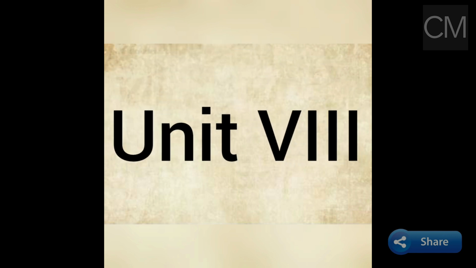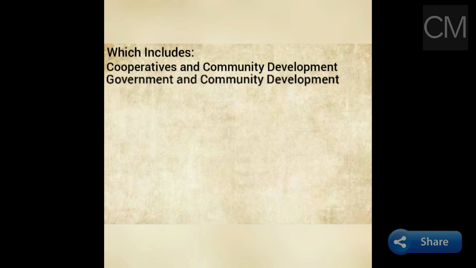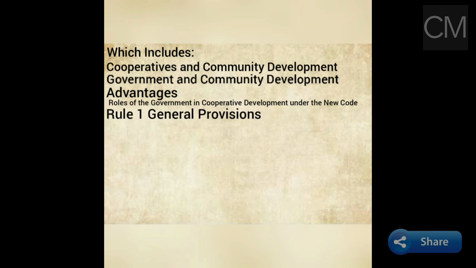Unit 8. The role of the cooperatives and the government, which includes cooperatives and community development. Government and community development. Advantages. Roles of the government in cooperative development under the new code. And Rule number 1, general provisions.